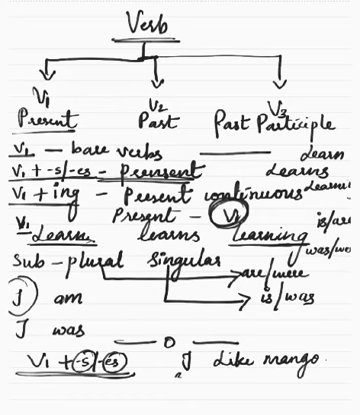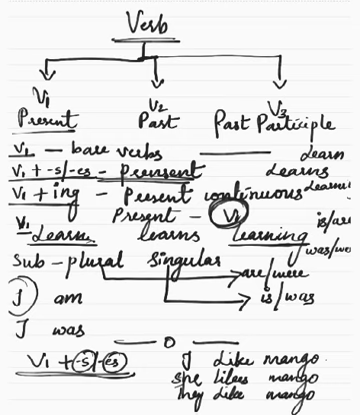Now, she is singular, right? So she likes mango. They is plural, so they like mango. Then Sita likes chocolate. So these are the examples.